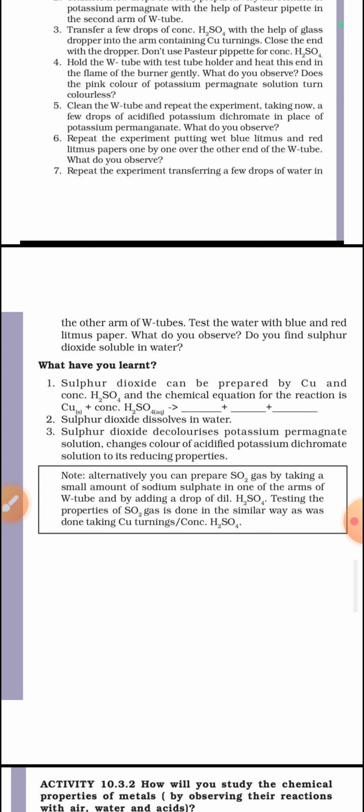Sulfur dioxide can be produced by the reaction of copper and concentrated H2SO4, and the chemical equation for the reaction is.